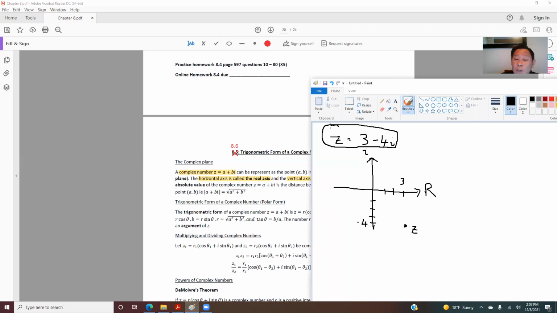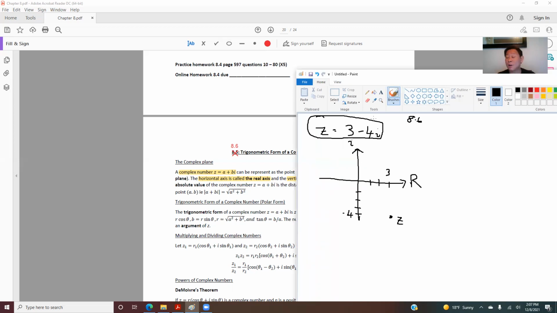The first few questions when you do the 8.6 homework is they will ask you to graph this. And in order for you to graph this, it's just a coordinate point. So this point. Don't draw a line. Don't do anything. It's just a coordinate point.